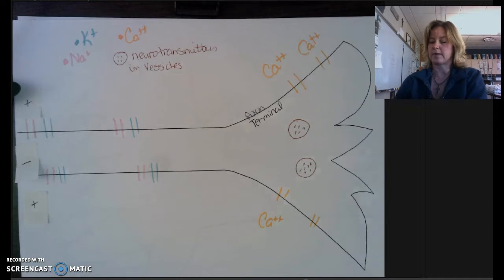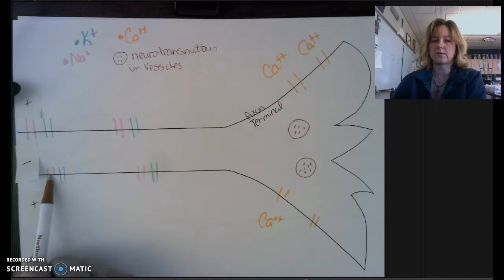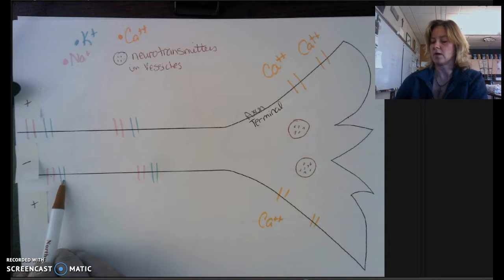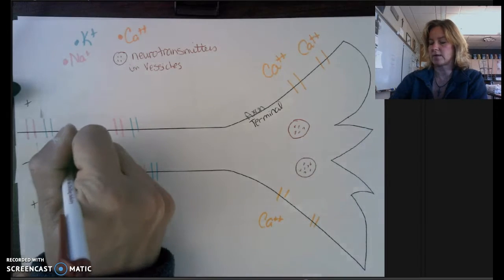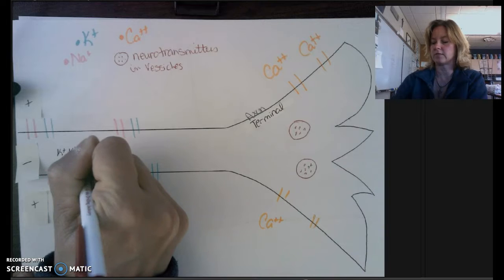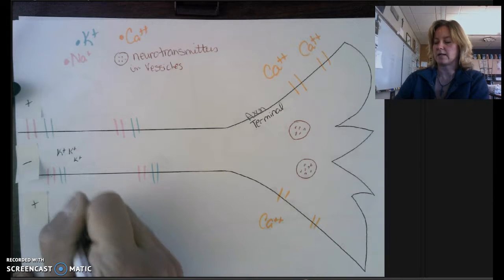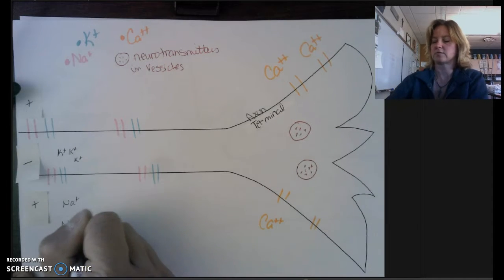All right, the pink boxes or lines right here are representing the sodium channels, and the blue are representing the potassium ion channels. Okay. If we remember, we have lots of potassium intracellularly and lots of sodium extracellularly.